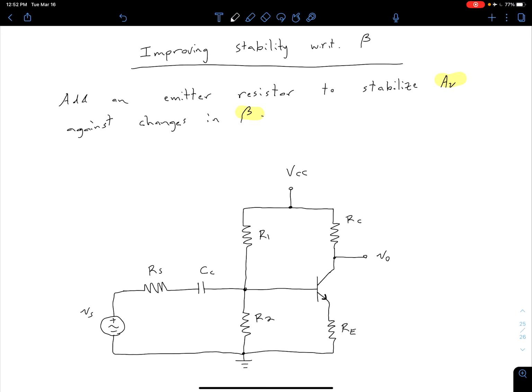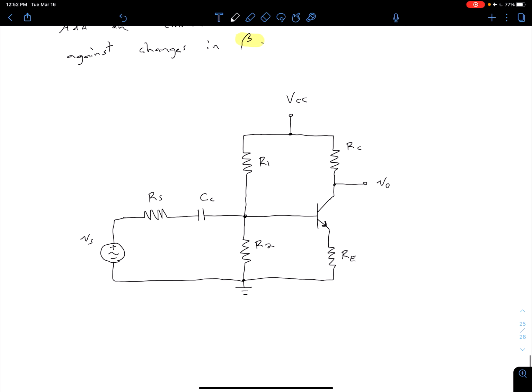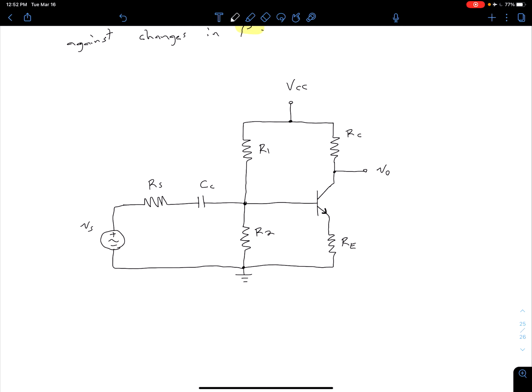And so you might recognize that this is the same approach that we took when we were trying to stabilize our Q point with respect to changes in beta during our DC biasing unit. Another thing that we note is, here's our circuit with that emitter resistor added, our emitter is no longer directly connected to ground, but our emitter is still on the ground side of the circuit. So still on the ground side. And so because of that, this is still a common emitter configuration.